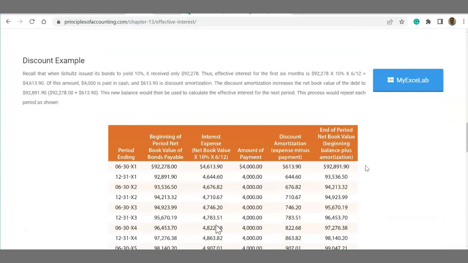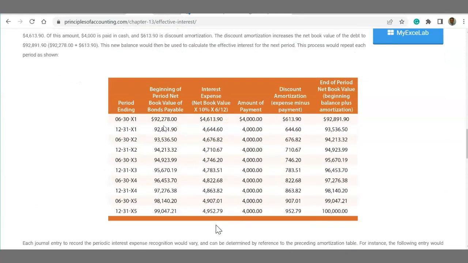Here is the discount again, same scenario, but as a discount. So here is the beginning bonds value of 92,278. And you're going to pay $4,000 no matter what. Remember that. So it's constantly going to be 4,000. The book value at the beginning is 92,278 times whatever is the market. Let's say market is 10% divided by 2 is 5%. So market is 5%. 5% of 92,278. That's $4,613 of interest expense to be recognized.